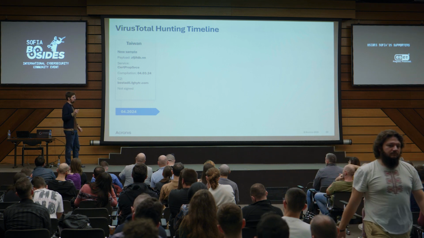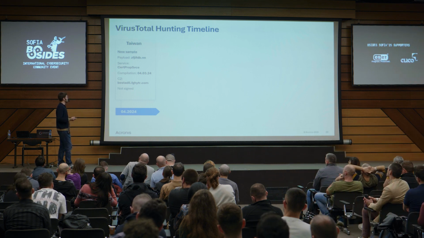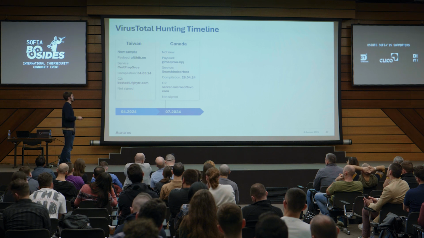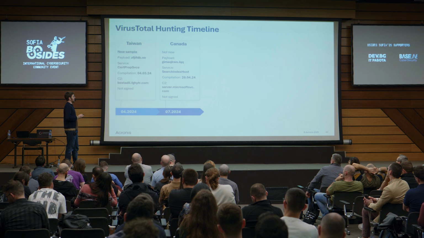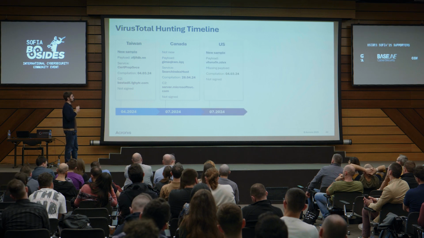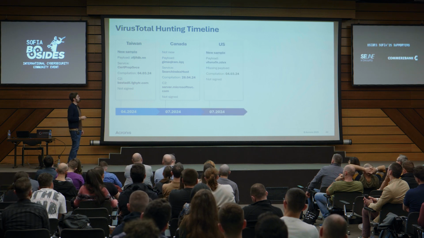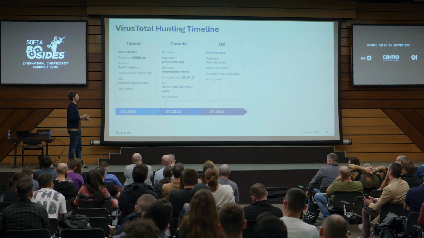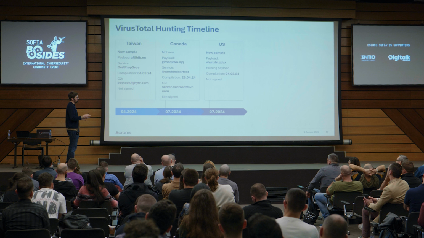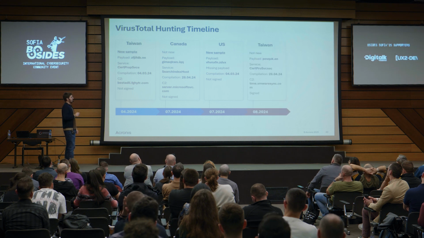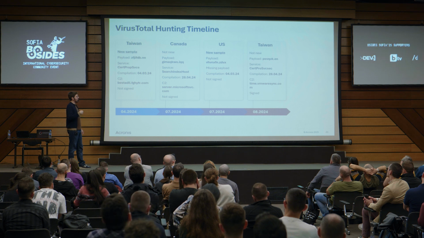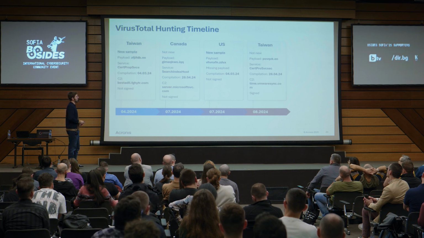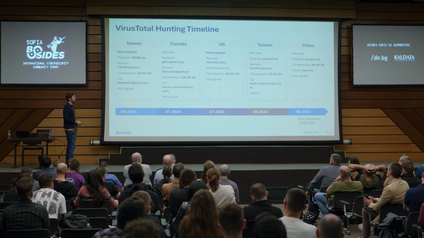This was a sample that we haven't seen in our case. Then in July, there was an upload from Canada. That's one of the samples we had in this case. Then again in July, an upload from US. This was a new sample. And the new samples here differed mainly in their configuration. In August, there's an upload again from Taiwan. This was one that we already saw in our case.